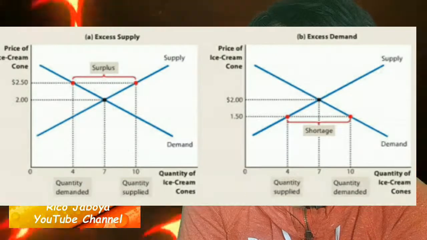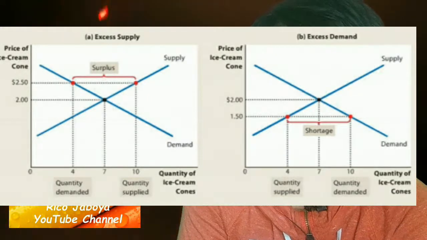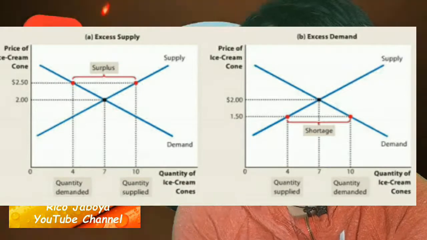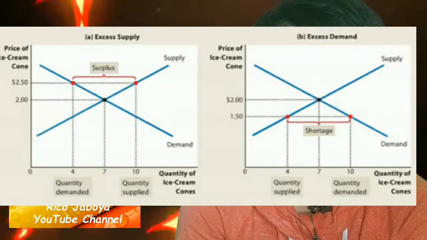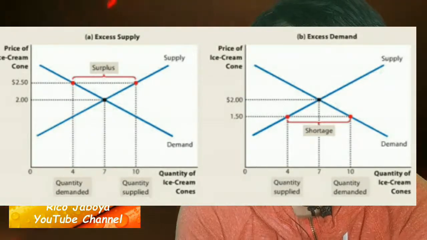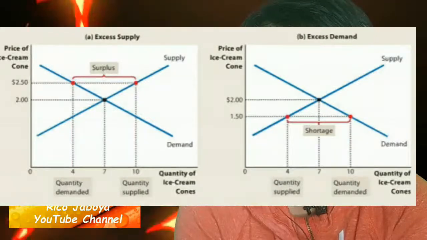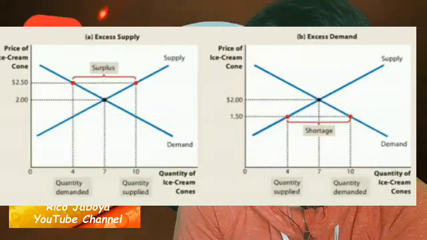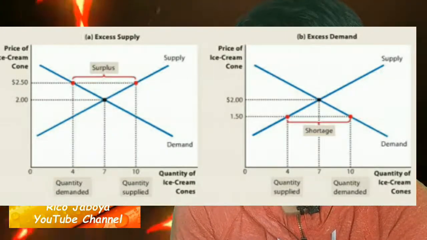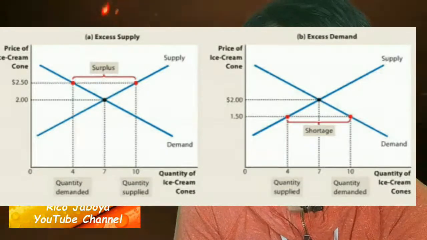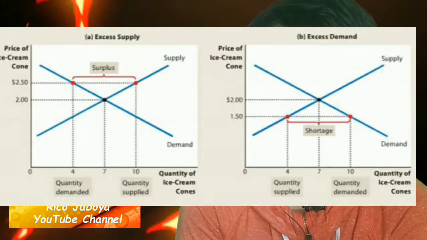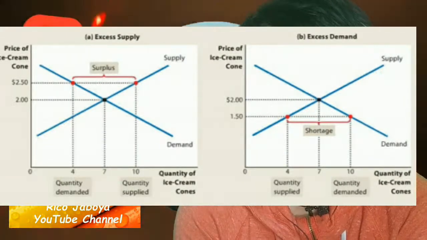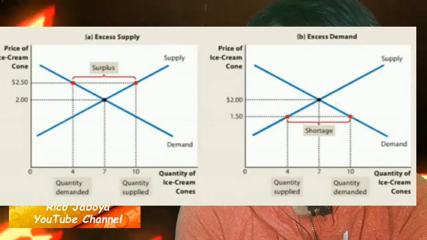Alright? At 4 quantity. Okay? 4 quantities lang. So, dito, inassume natin na at 2 pesos and 50 centavos, ang quantity lang na kaya nating i-supply is 4. Alright? It's only 4. Right? Dito. So, ibig sabihin nito, yan po ang equilibrium point.